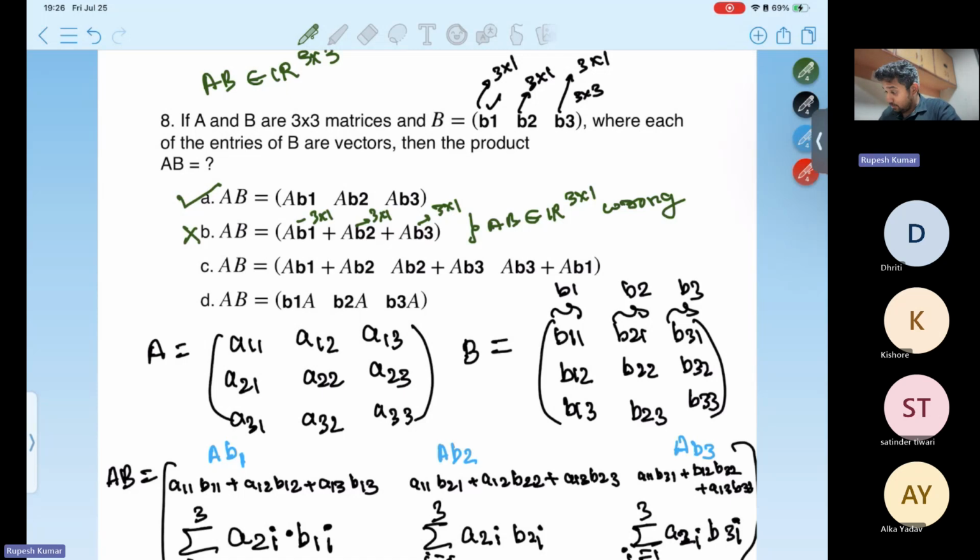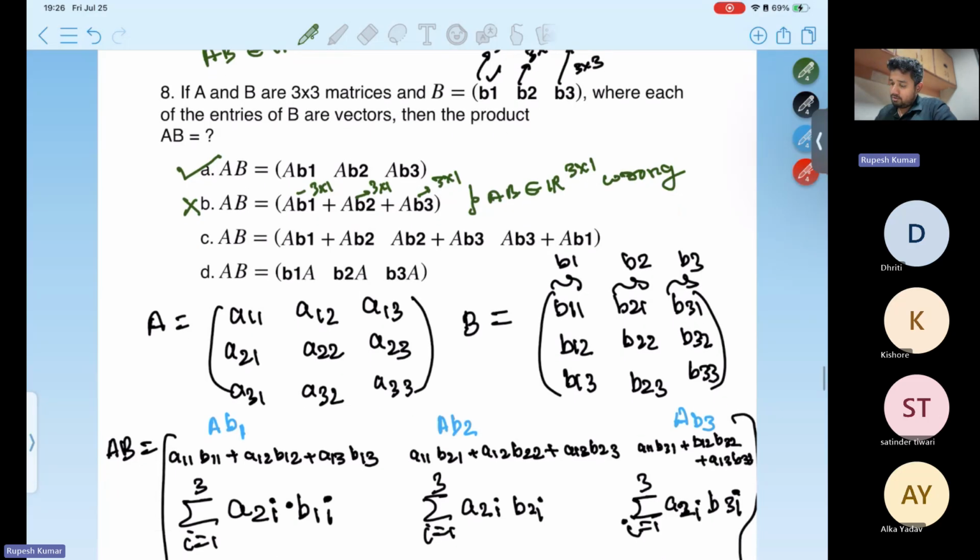Let's look into option C. This might look correct, but it is not, because we have already established that this is equal to AB1, AB2, AB3, and you cannot say AB equals AB1 plus AB2, right? This is not true. So this option is also incorrect.